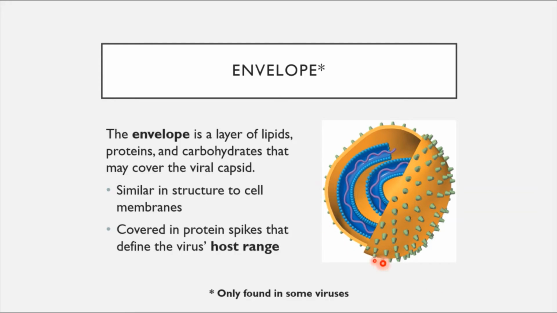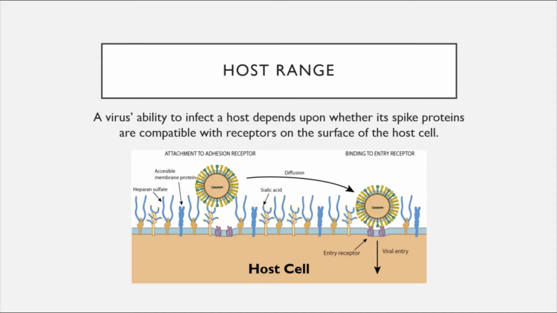When an envelope is present, it will be covered in those protein spikes that we referred to previously. The protein spikes, whether they are found on the surface of the capsid or the surface of the envelope, play a very important role in defining the virus's host range. And that's because the virus's ability to infect and get inside of a host cell depends on whether those spike proteins are compatible with receptors on the surface of the host cell.